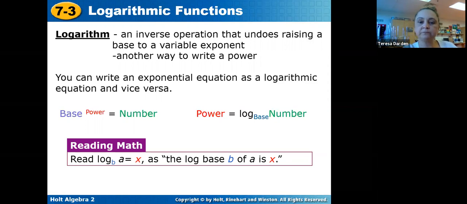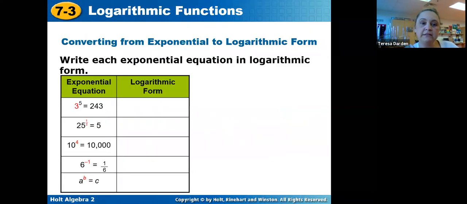So if you're given log base b, so log b a equals x, how do I say that? Log base b of a equals x. Log base b of a. Log base of number.